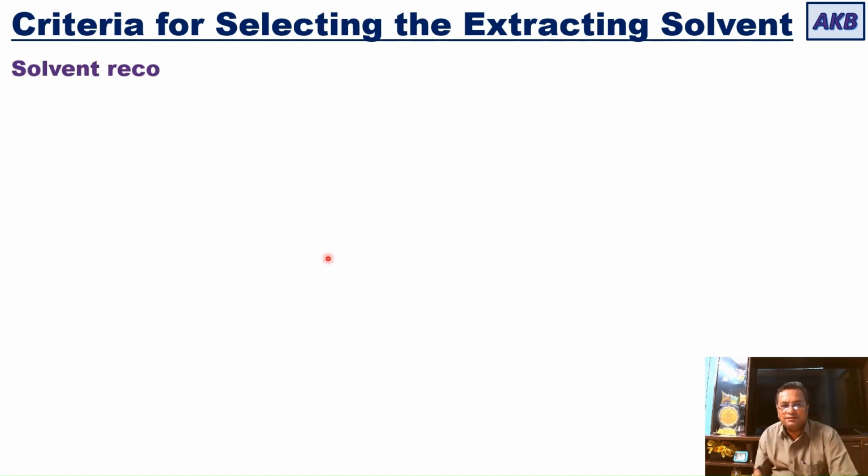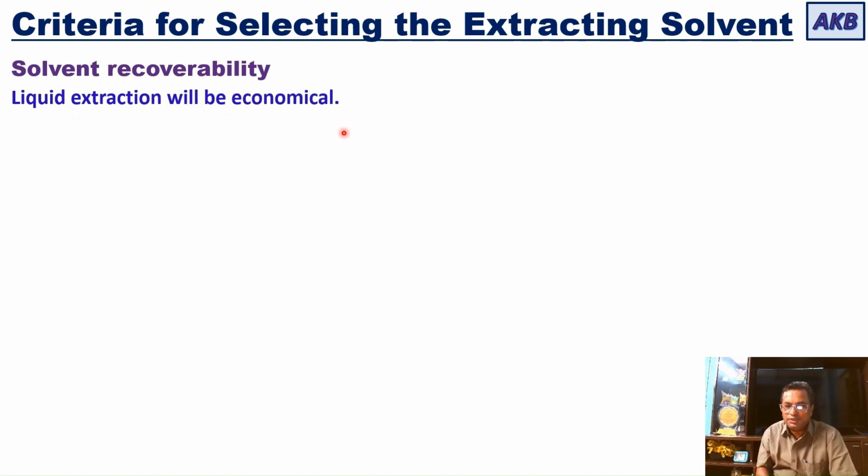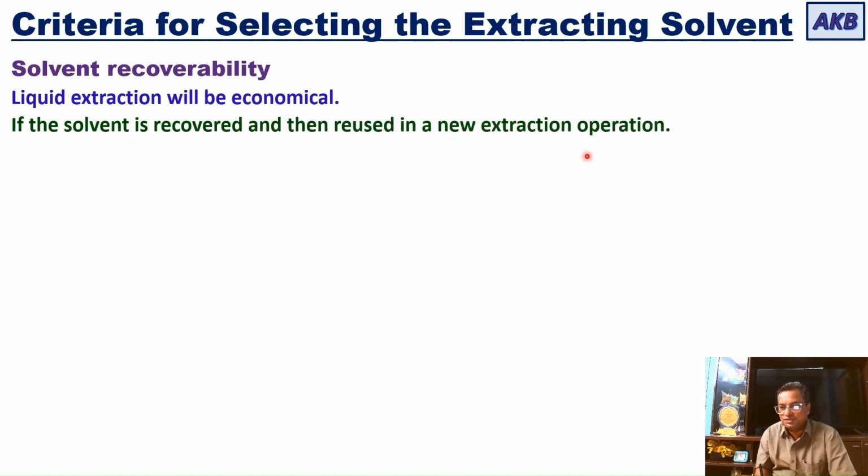Then the other point is solvent recoverability, because if you are using a solvent in the extraction, then at the end of extraction, or after extraction is complete, you need to recover it so that you can use it in a new extraction operation. Then and only then will it be economically feasible. So that's why liquid extraction will be economical if the solvent is recovered and then reused in a new extraction operation. So the solvent used in one extraction operation, at the end of that operation we need to recover it, and then you can use that recovered solvent in a new extraction operation. Only then liquid extraction will be economic.